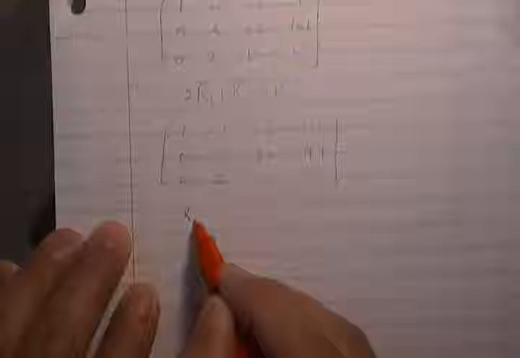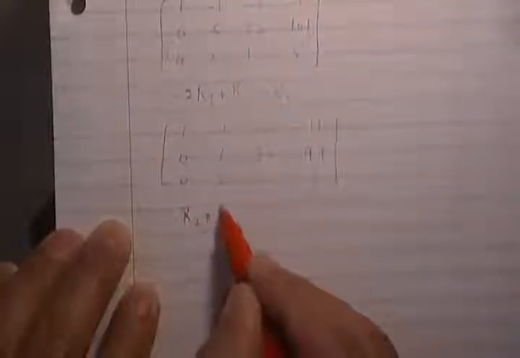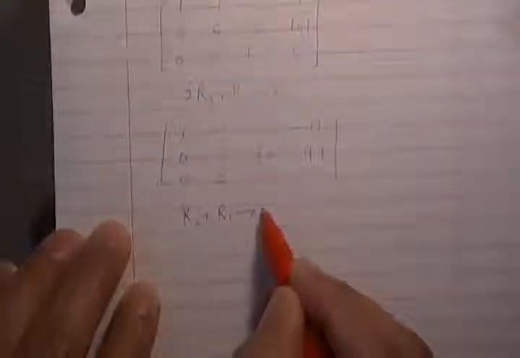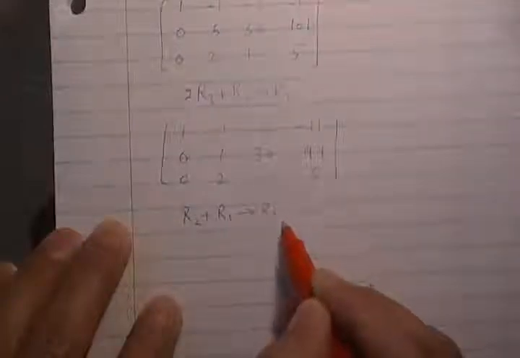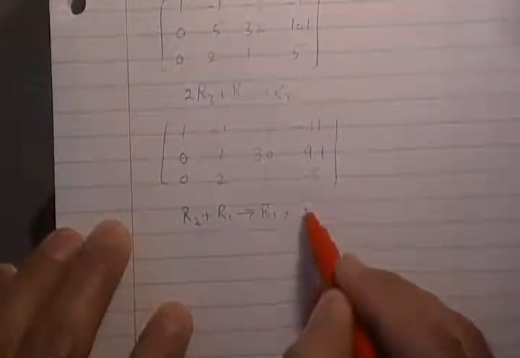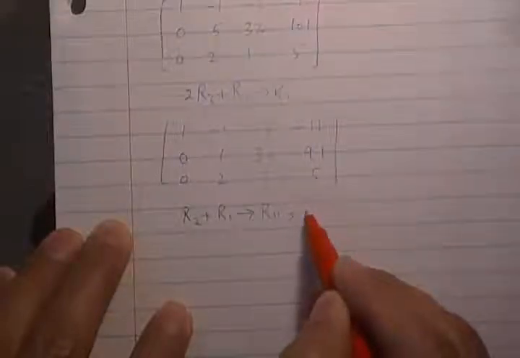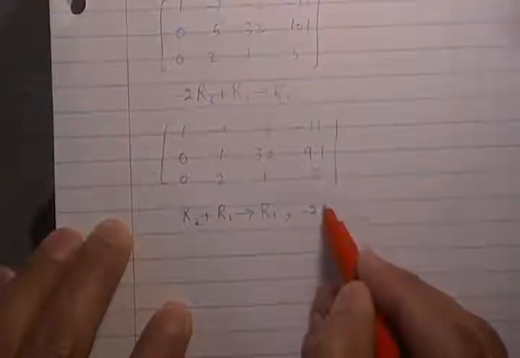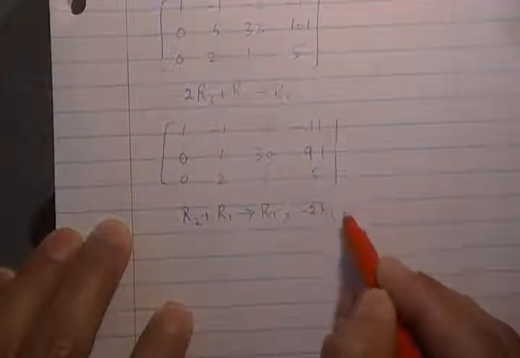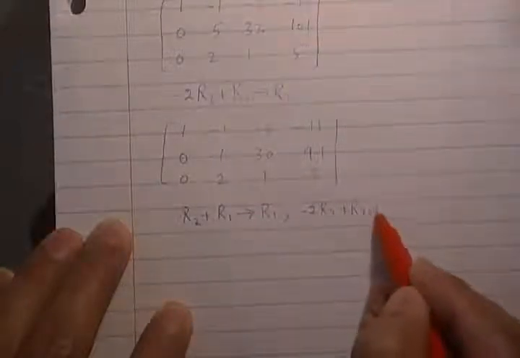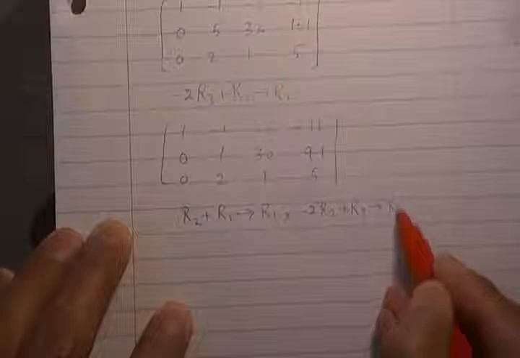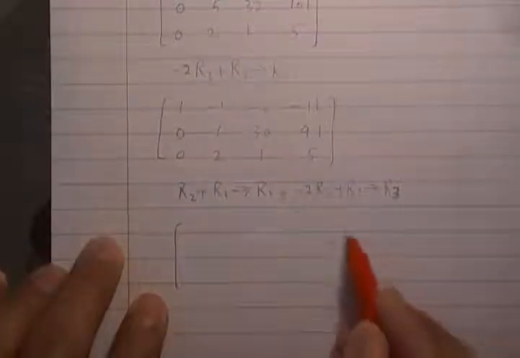So this is how we write. We would write, say, row 2 plus row 1 is new row 1, and the second would be negative 2 row 2 plus row 3 is new row 3. Okay, let's see what we get.